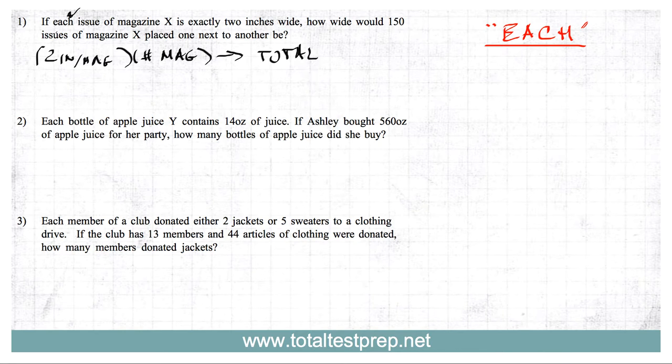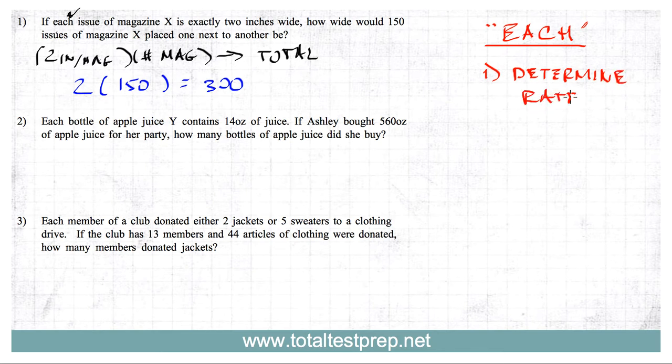So algebraically, the way we would write that is 2 as the width per magazine times the number of magazines, which is 150, is going to give us 300, which is the total width, 300 inches. So generally, when you see the word each in a word problem, what you want to do first is determine the rate that is being given to you, and then you want to multiply to get the total.